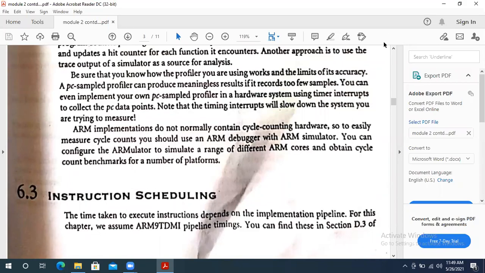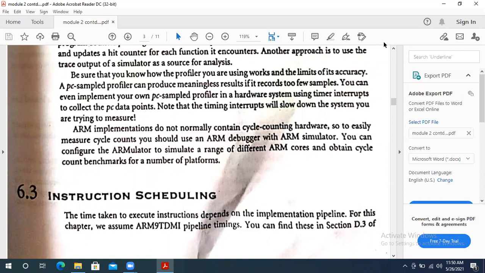We are going to discuss all the operations, whatever we do, like arithmetic and logical, and how many cycles need to be taken for each operation. That is very important because different operations have different time cycles. That is going to be discussed in instruction scheduling.